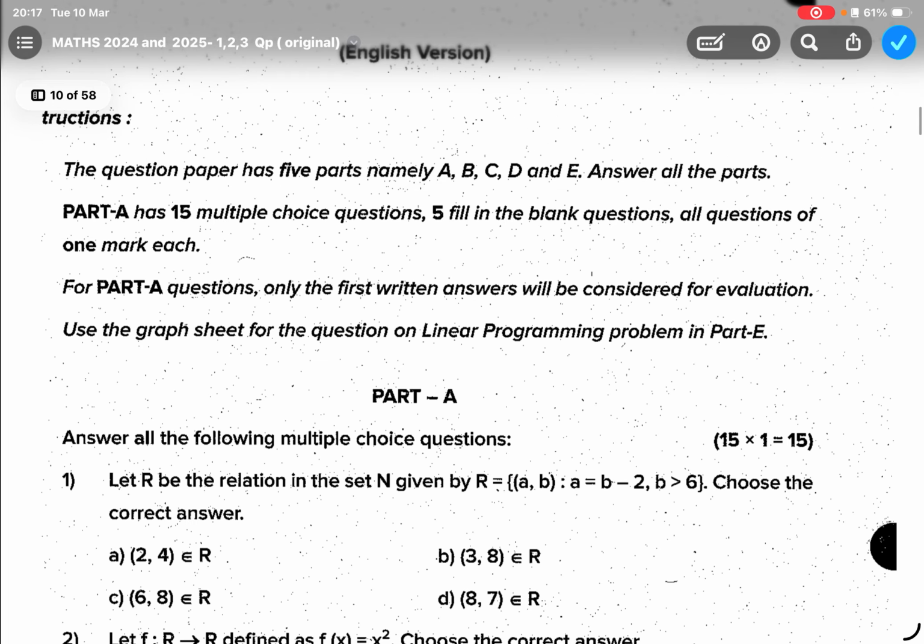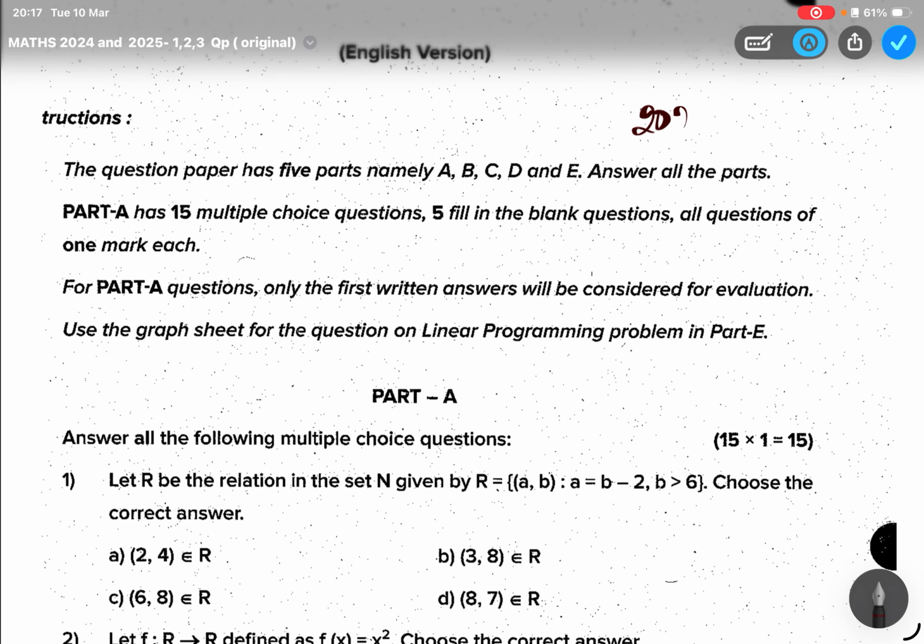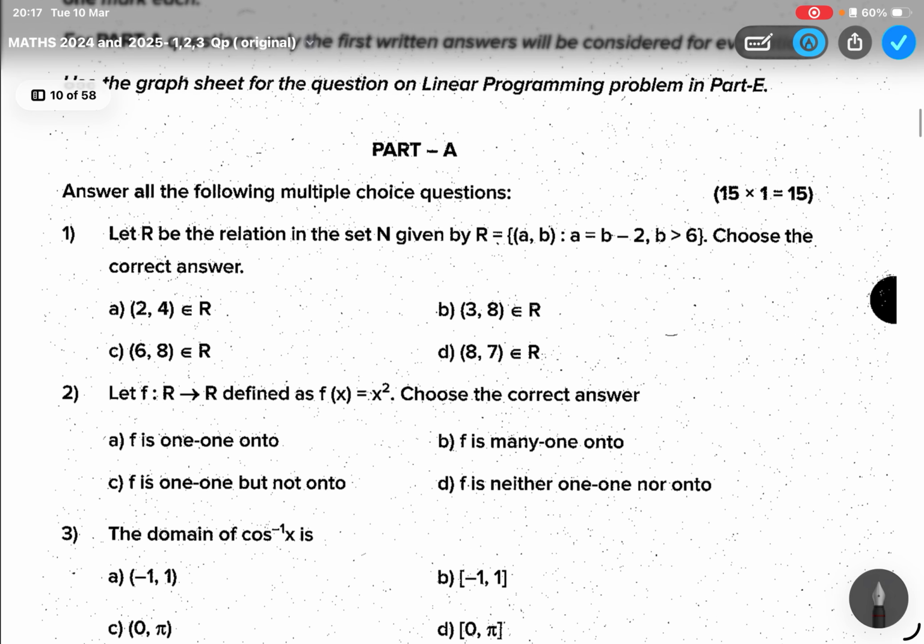This is the 2024 second paper. Same question.